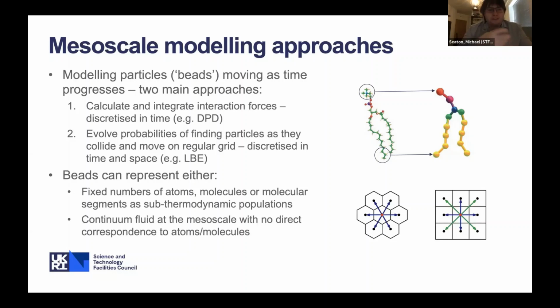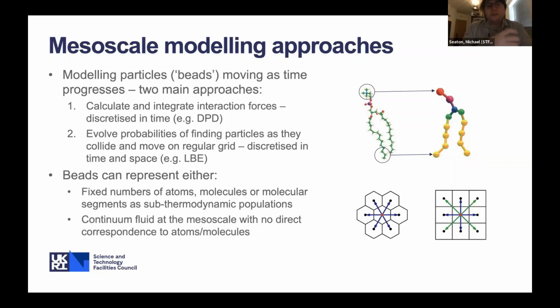But the other approach is, rather than considering exactly where each particle is, to look at the likelihood of finding particles. And those particles will collide with each other and move. In the case of Lattice Boltzmann, they'll be moving on some kind of regular grid. So in this case, we'd be discretizing both in time and space.